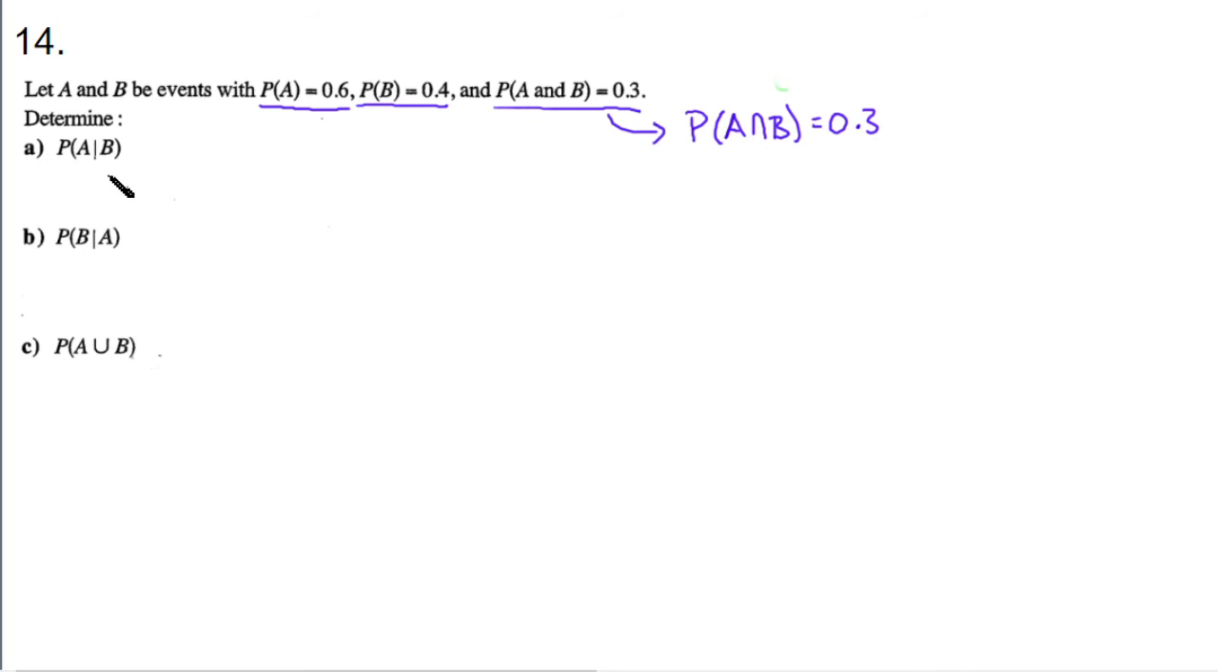In A, they want us to determine the probability of A given B. This vertical line is read as given. This is conditional probability. And it means, what is the probability of event A occurring if B has occurred?